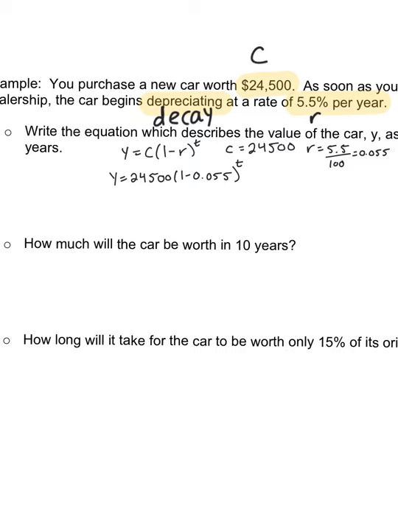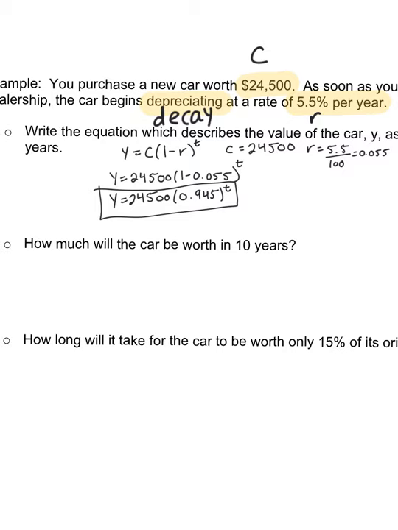So if I simplify this, I'm going to get Y equals 24,500 times 0.945 raised to the T. And that's my equation. So I've got the Y as a variable and I've got the T as a variable. I can plug numbers into that and make inferences based off of that.